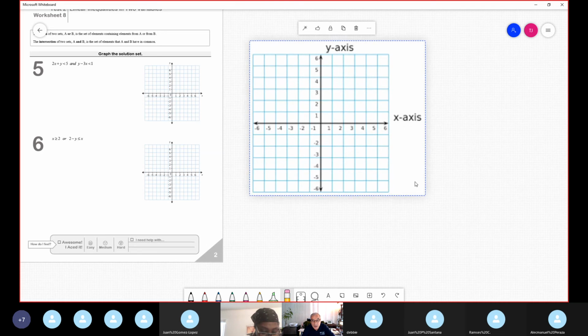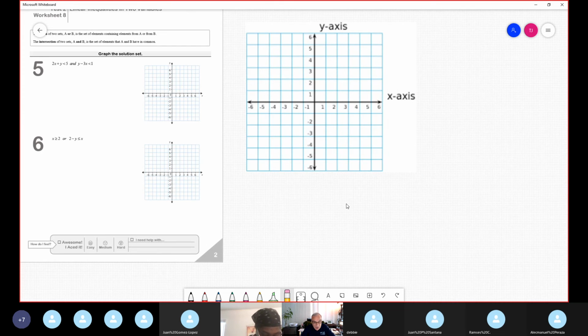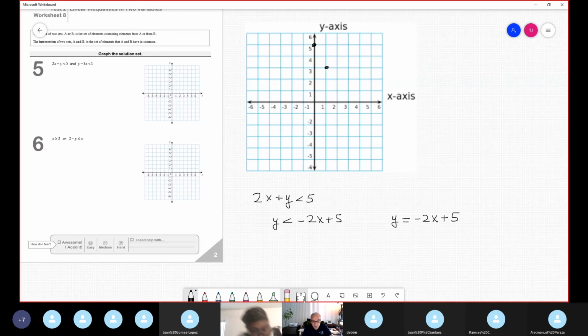Now we are doing the graph of the first inequality. I want to copy here. Look, it is 2x plus y less than 5. If you are doing the graph, either way, you solve for y, for example, y is less than minus 2x plus 5. Okay, you copy the related equation, because for me it's more comfortable to understand. In the graph, 5 is here, 1, 2, 3, 4, 5, the y-intercept. And the slope is negative 2, so going down 2 units, and 1 over. I get the second point, super. And we connect both points with a line.